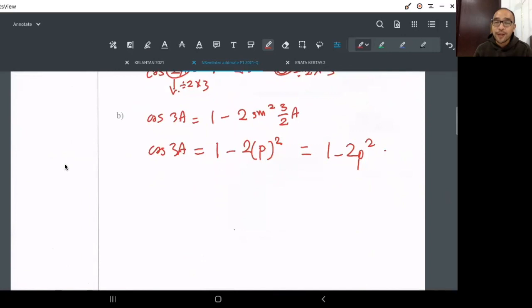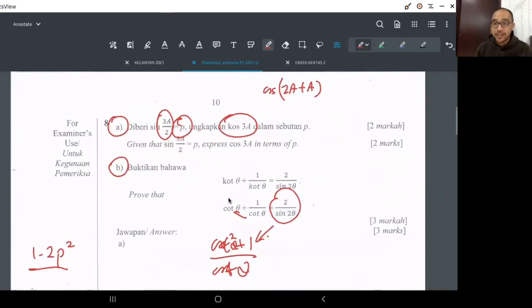You can do it that way, or rather, you have to do it that way. You know why? It's a 2-mark question. If you want to do this cos 2a plus a, you're inviting a lot of trouble. You can do cos 2a plus a, but it's going to be very difficult to get this sine 3a over 2, because the question wants it in terms of p. So this is conceptual at the highest level.